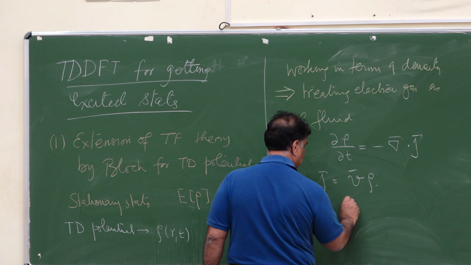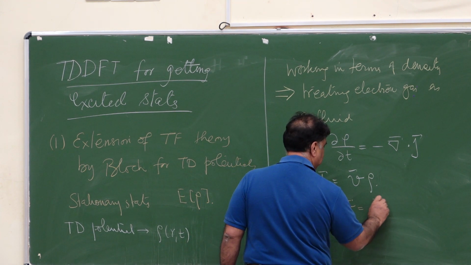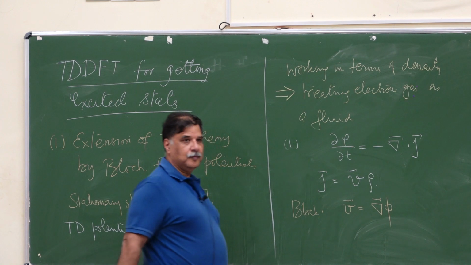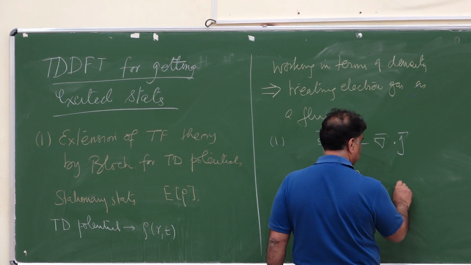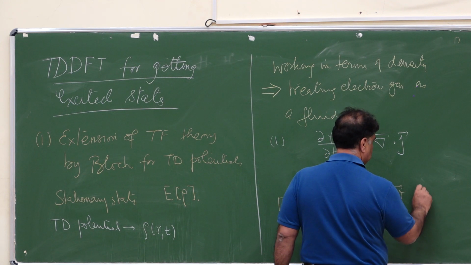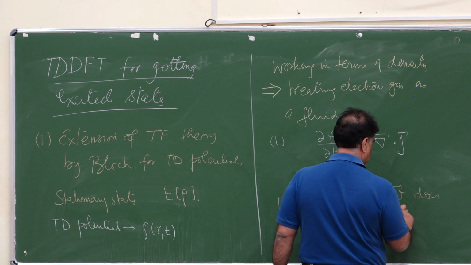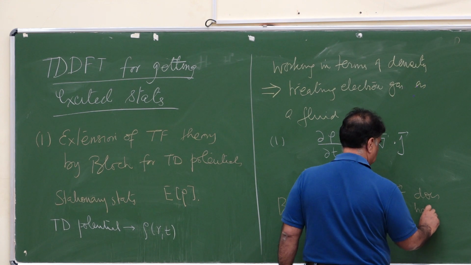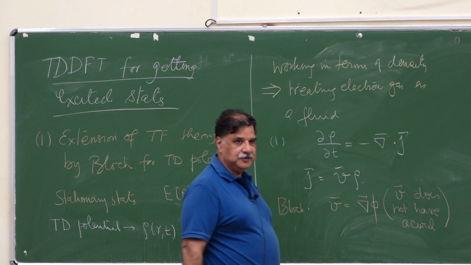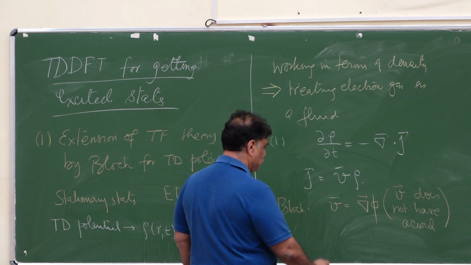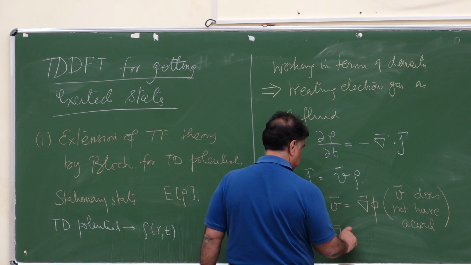is that this v can be written as grad of some function. That means, what is the approximation? That v does not have a curl. This curl vanishes, right? That is the approximation. There is no rotation.